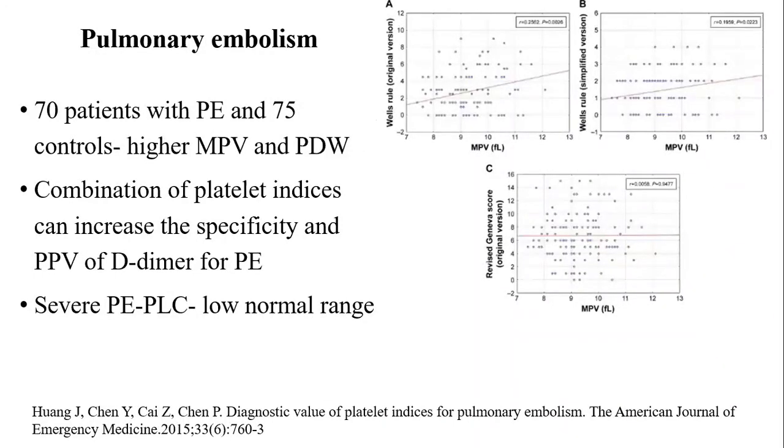Another study was done among patients with pulmonary embolism, involving 70 patients with pulmonary embolism and 75 controls. Here also, the findings were that patients with pulmonary embolism tend to have a higher mean platelet volume and higher platelet distribution width. So if we combine the mean platelet volume and platelet indices with D-dimers, it can increase the specificity and positive predictive value of D-dimer for pulmonary embolism. In this study, they found that even though the platelet count is normal among patients with pulmonary embolism, in severe pulmonary embolism the platelet count tends to be towards the low normal range.